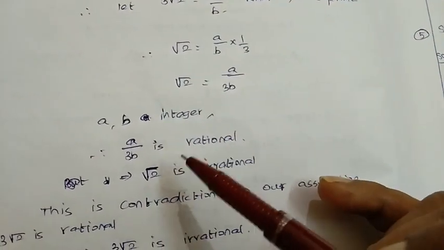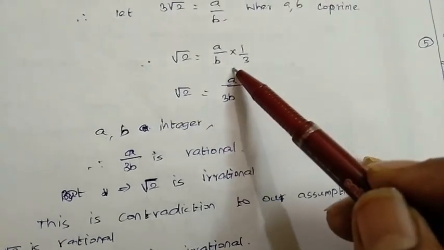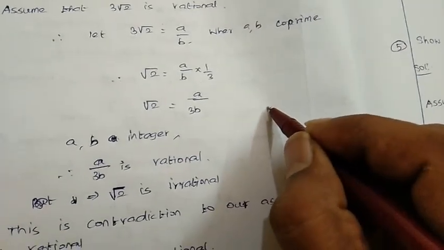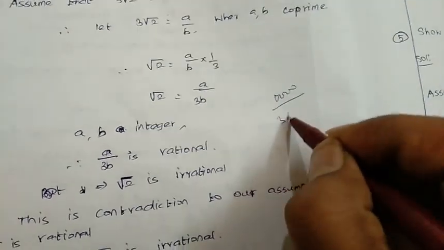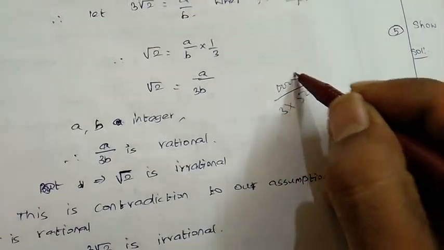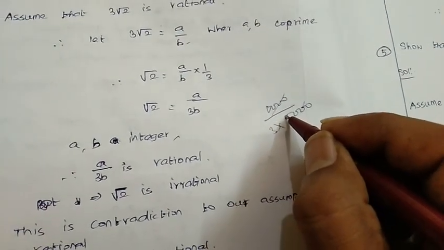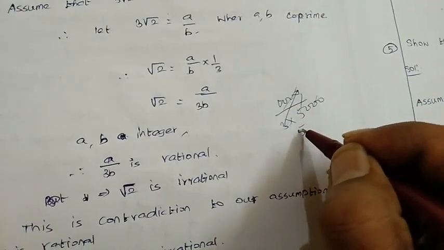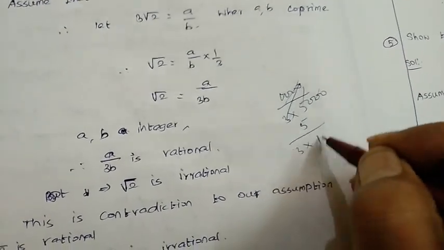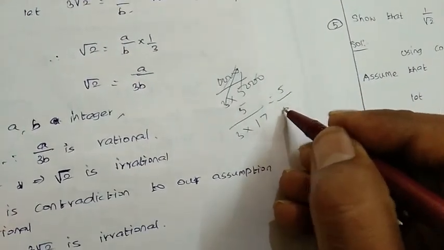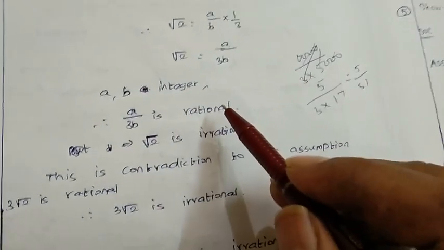Root 2 equal to a divided by 3, no, into 1 by 3. So a divided by 3b, where a, b are integers. A divided by 3b is rational. Why? A is one number, you can take any number, 1000. 3 into b, suppose 5000. After cancellation, because a, b already co-prime, not possible, no. So that is 5 divided by 3 into b, b 17. So 5 divided by 51. It's a rational number, no. So like that, a divided by 3b is rational.